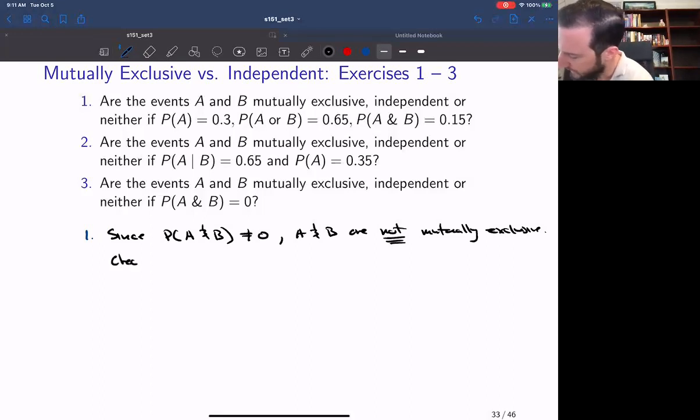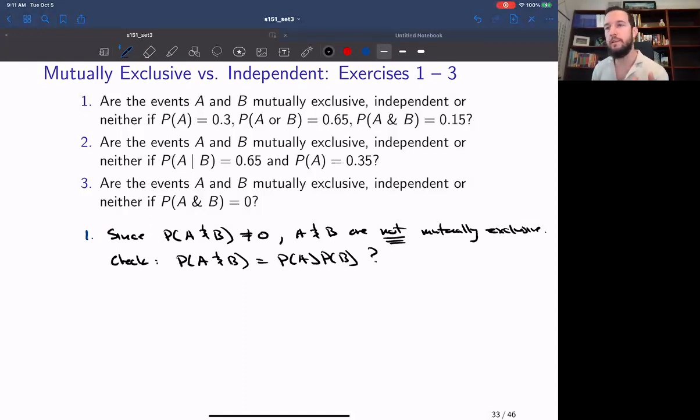In this case, we can use P of A and B equals P of A times P of B. The reason I'm using this formula is because I have 2 out of the 3 parts that I need. I have P of A and B, and I have P of A. I just need to figure out what P of B is, and then I can plug it in. So find P of B.